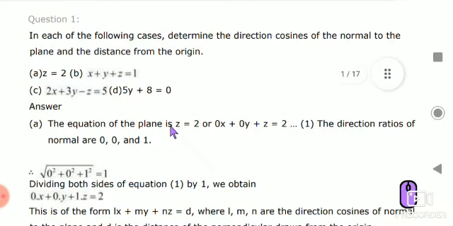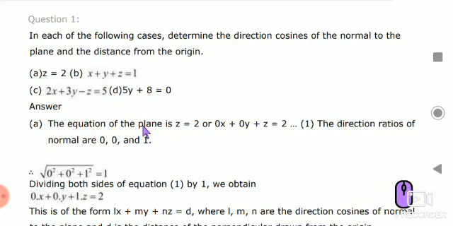The first question given over here is z is equal to 2. Second question is x plus y plus z is equal to 1. Third question is 2x plus 3y minus z is equal to 5. And the fourth question is 5y plus 8 is equal to 0. These are the questions which are expected in the part A section or in the part B section. Let me begin with the answer for the first question.